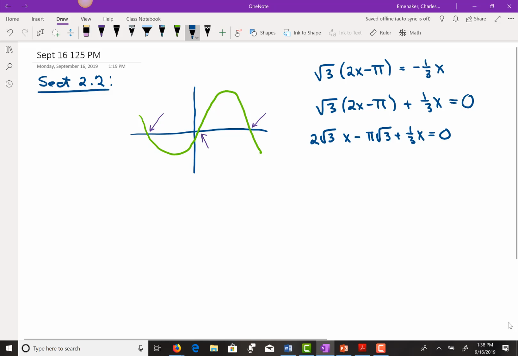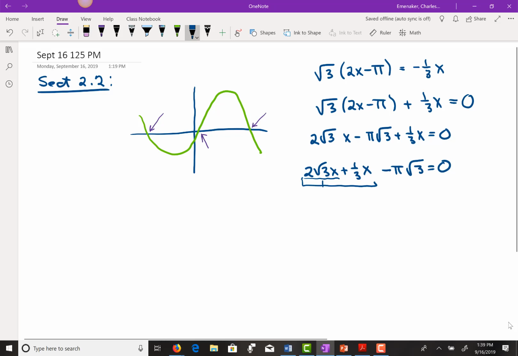Everybody okay? Now I'm going to combine the x terms. Normally it would be things like 2x plus 3x, which would just be 5x. However, what we're going to have here is this 2 square root of 3x plus 1/3 x minus pi square root of 3 equals 0. Everybody okay so far? And these two terms here each have an x variable. What that's really going to give us, hey look, this is over 1, isn't it? Do you buy that that first value is over 1?